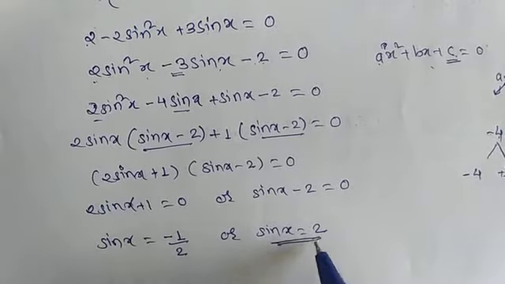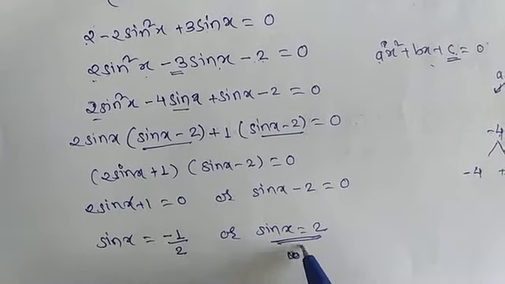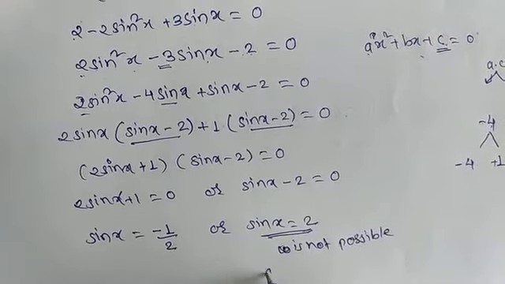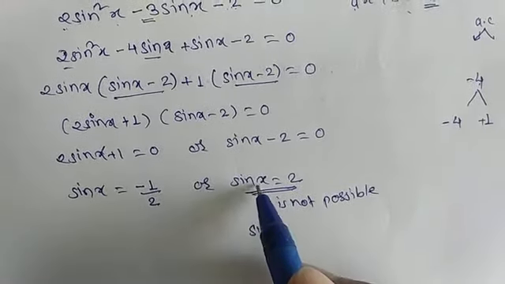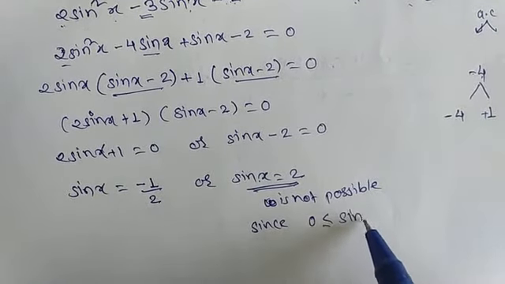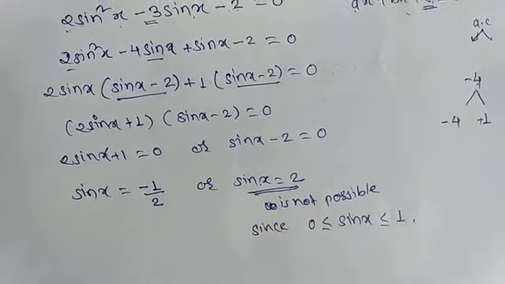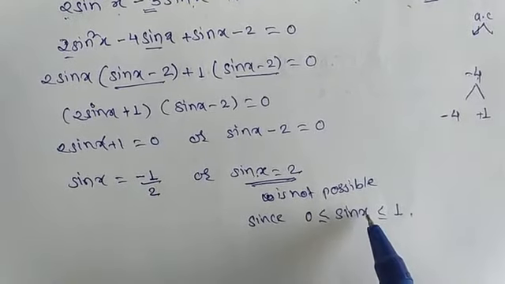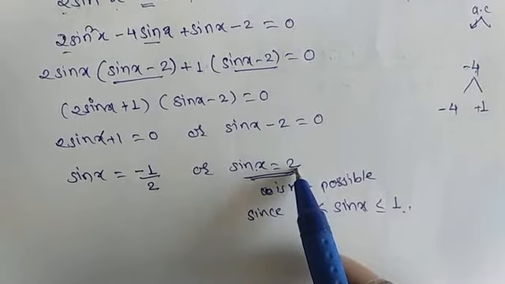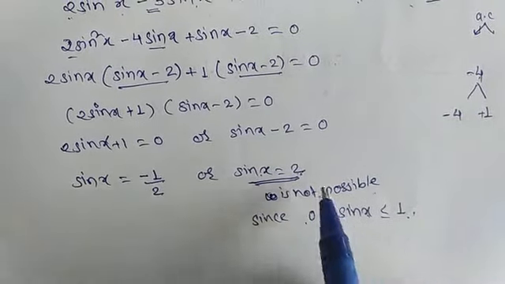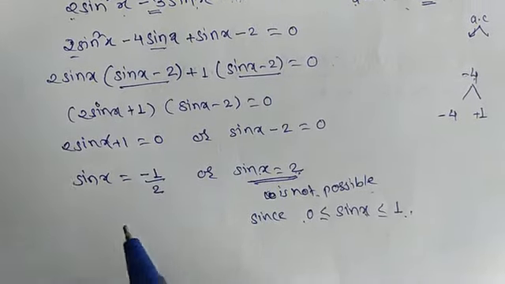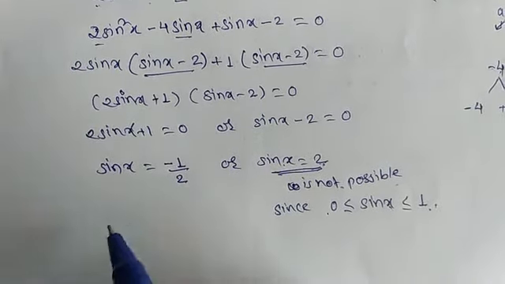But sin x is equal to 2 is not possible, since the value of sin x lies between −1 and 1, that is −1 ≤ sin x ≤ 1. For any value of x it will not go toward 2. So sin x is equal to 2 is not possible. Now here only remains sin x is equal to minus 1/2. So here sin x is equal to minus 1/2.